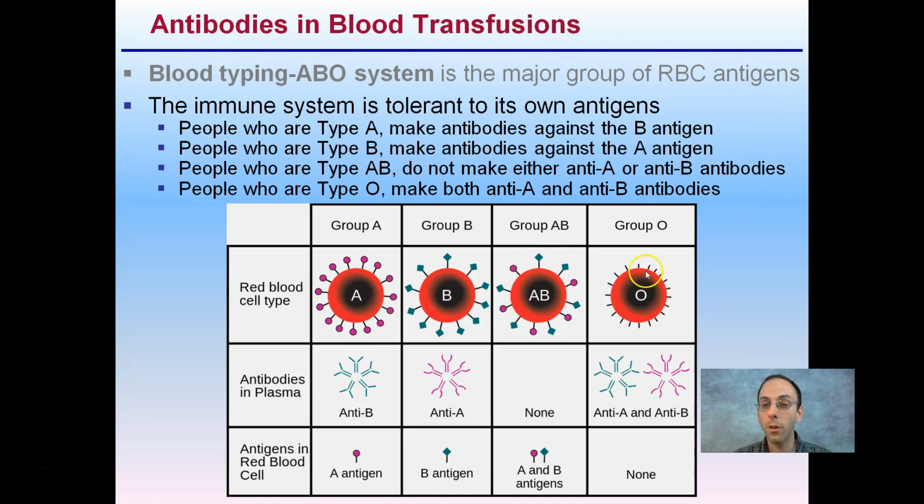In contrast to that, if you're a group O in this case, you do make antibodies against A and B because you have no markers on your red blood cells and therefore you're not expressing any antigens.